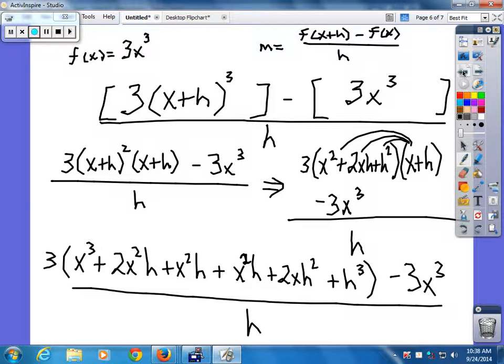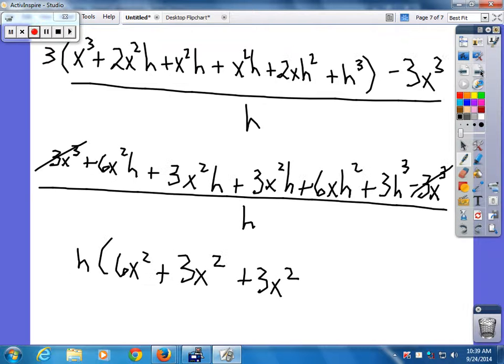X cubed plus 2x squared h plus h squared x, right? H squared x. Let me check the other. H x squared, that's fine. H squared 2x, that's fine. And h cubed. Okay, so I need to change that. H squared x. Thank you.